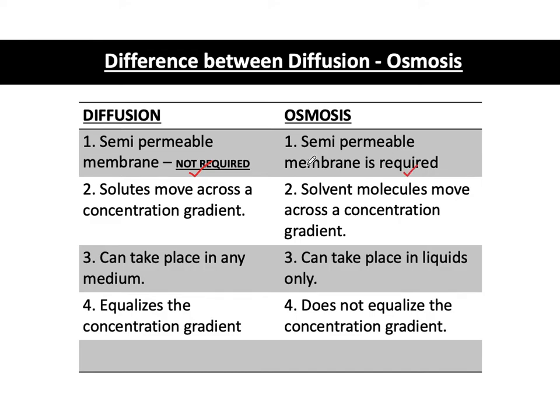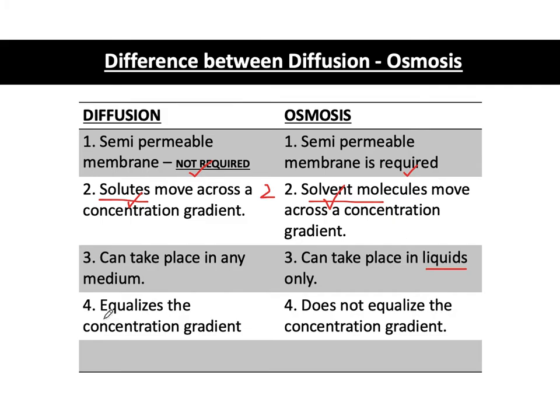This is the first difference. Second, in diffusion, solutes move across the concentration gradient, while in osmosis, solvent molecules move across a concentration gradient. This is the second most important difference, right? Here the solute particles are moving easily, while in osmosis only the solvent, and that too specifically water, is going to move. Diffusion can take place in any medium. I have already told you an example where the deo particles were moving. It was in a gaseous medium, in the air, but osmosis can take place only in liquid.